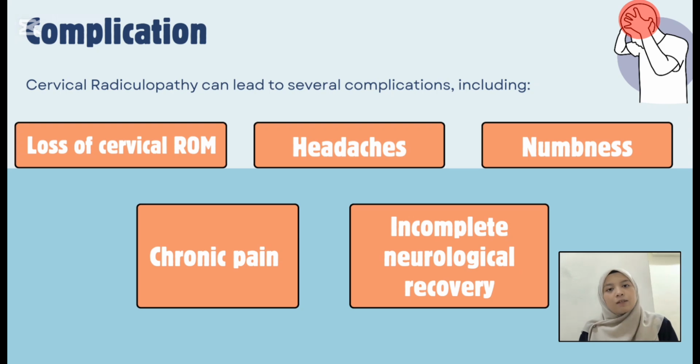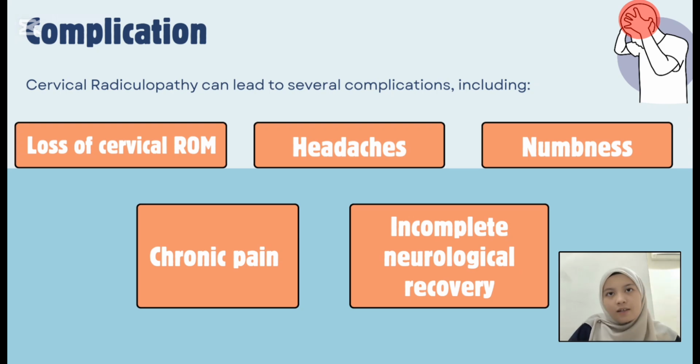The next one is chronic pain. Some patients may experience chronic pain due to persistent inflammation, nerve sensitization, or structural changes in the cervical spine. As we know, cervical radiculopathy also involves joint degeneration, which may cause the structural changes itself. Chronic pain can significantly affect the quality of life and lead to psychological issues such as anxiety and depression. Also, it will affect the patient's sleep quality, as the patient consistently feels pain.